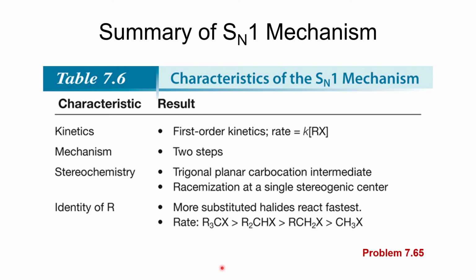So here is the summary of the SN1 mechanism. First of all, reaction kinetics: it's first order, as the number 1 implies, and it depends on the concentration of the alkyl halide. There are 2 steps in the reaction. The first step is rate determining, and the second step is quite fast. The stereochemistry: if you have a stereogenic center where the leaving group is, you're going to get racemization at that stereogenic center. And then the identity of the alkyl halide: the more substituted the alkyl halide, the faster the reaction goes. So let's look at number 65 on the in-class assignment.